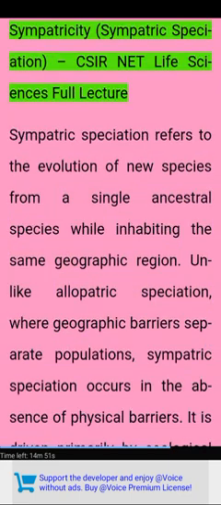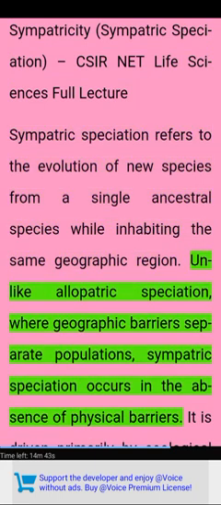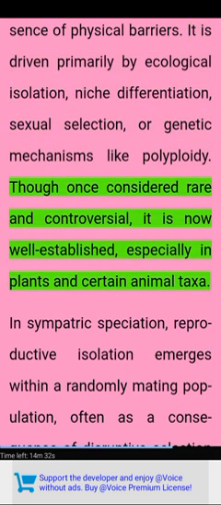Sympatricity, sympatric speciation, CSIR-NET Life Sciences full lecture. Sympatric speciation refers to the evolution of new species from a single ancestral species while inhabiting the same geographic region. Unlike allopatric speciation, where geographic barriers separate populations, sympatric speciation occurs in the absence of physical barriers. It is driven primarily by ecological isolation, niche differentiation, sexual selection, or genetic mechanisms like polyploidy. Though once considered rare and controversial, it is now well established, especially in plants and certain animal taxa.